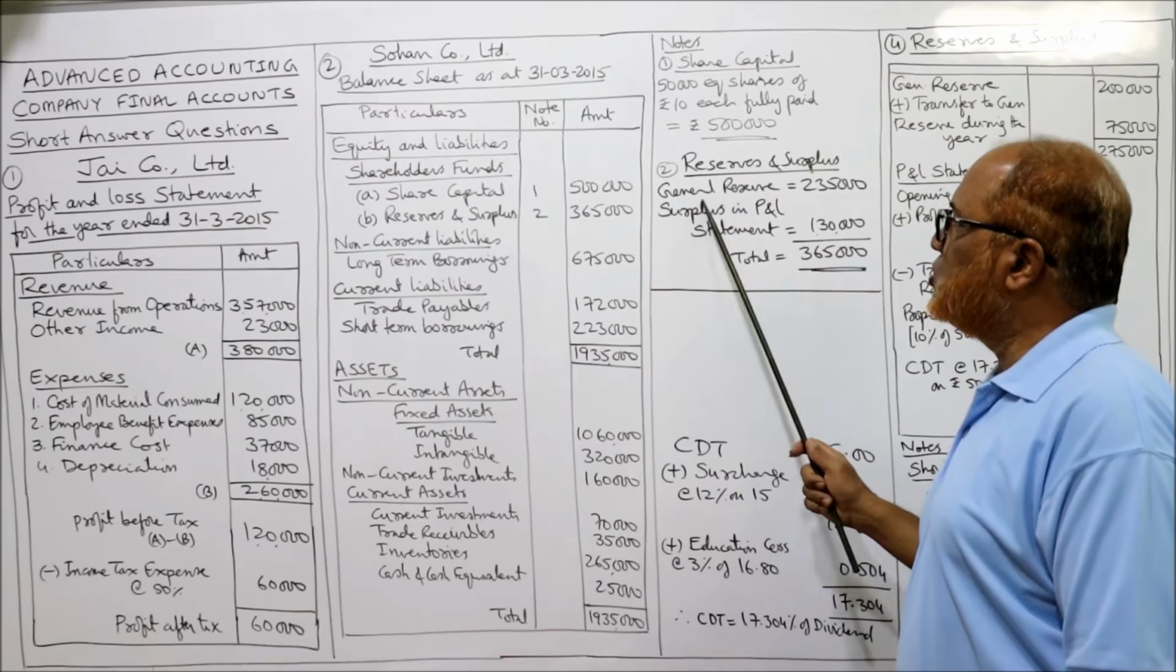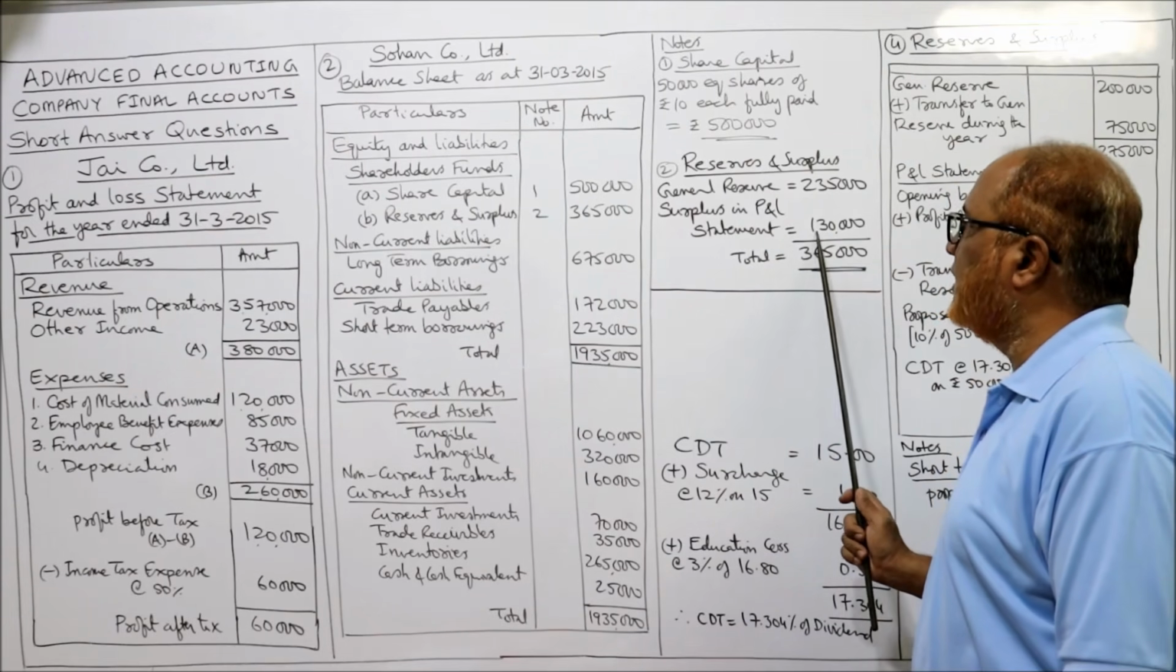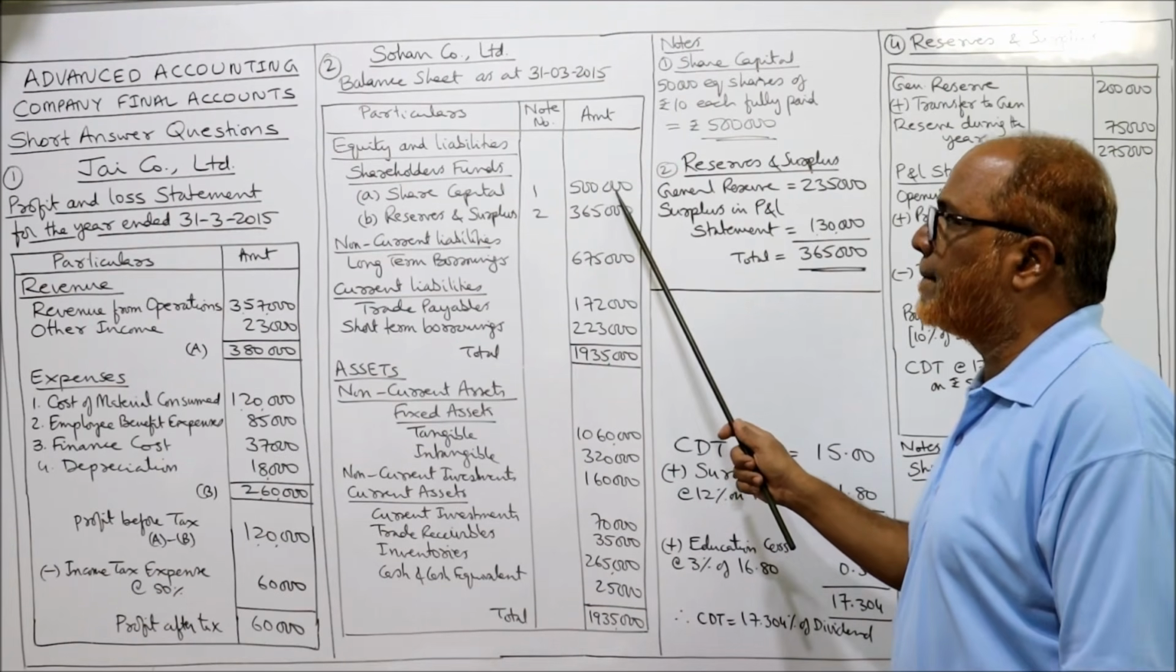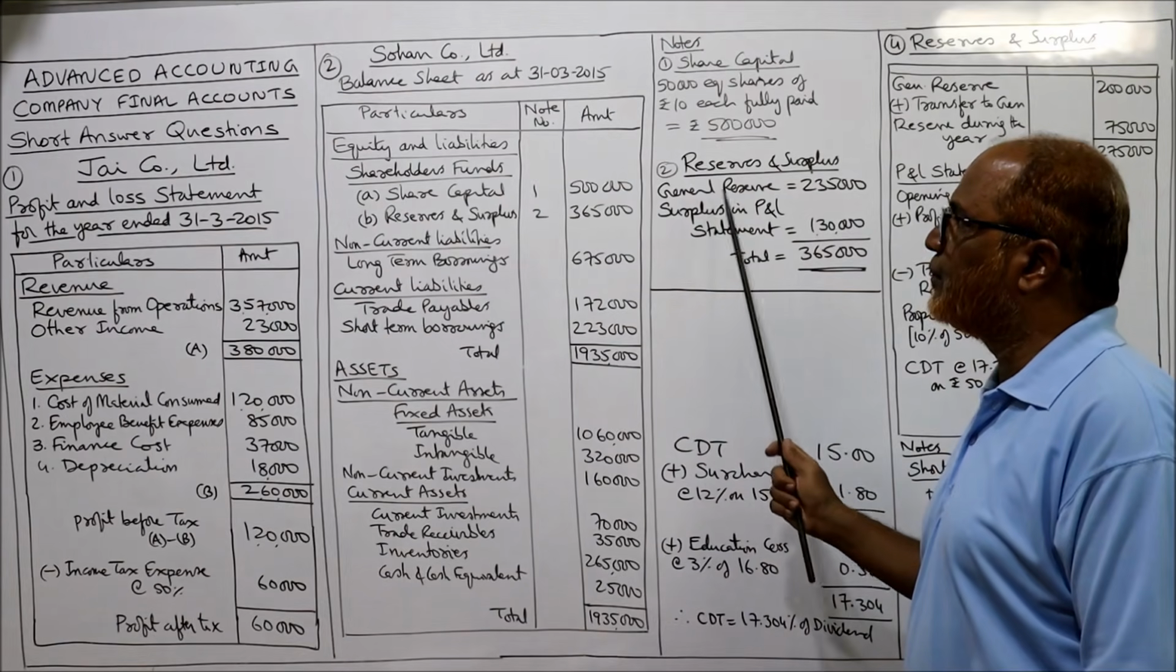Reserves and surplus. General reserve is given 2,35,000. Surplus in P&L statement 1,30,000. So 3,65,000 is the reserves and surplus. So share capital number 1, reserves and surplus number 2.